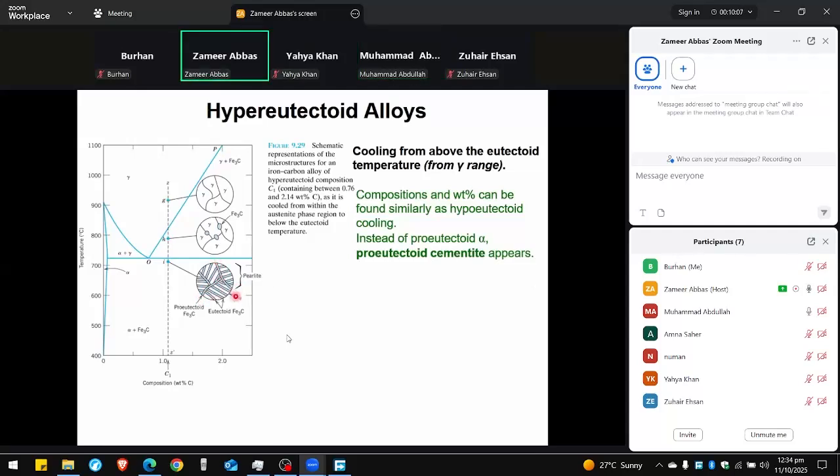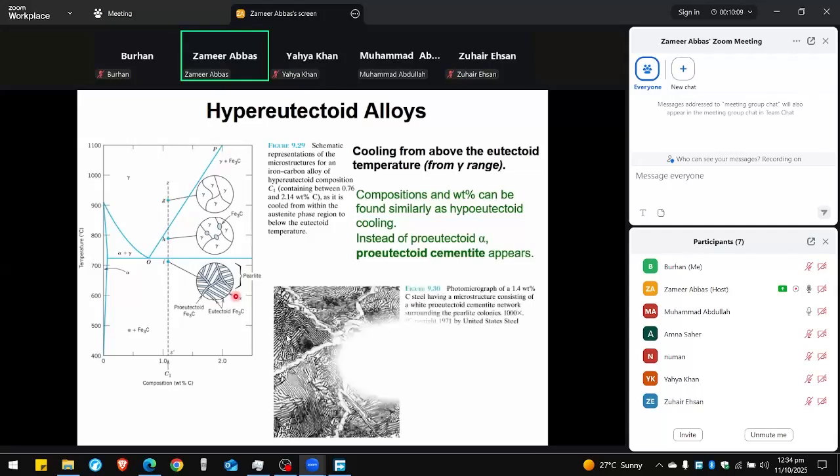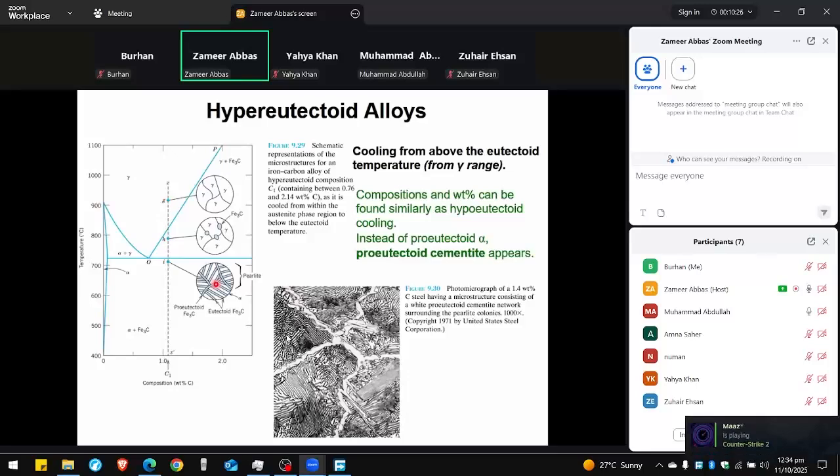अगर आप देखें तो it's just like a film. I'll show you the structure here. Okay, so this is, ये क्या? प्रो यूटेक्टाइड सीमेंटाइट और Fe3C because of slow cooling. Equilibrium diagram, all these structures, these morphologies form because of the very, very slow cooling.